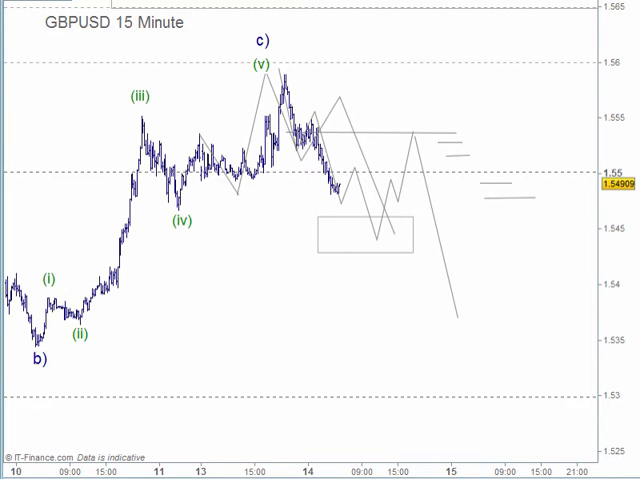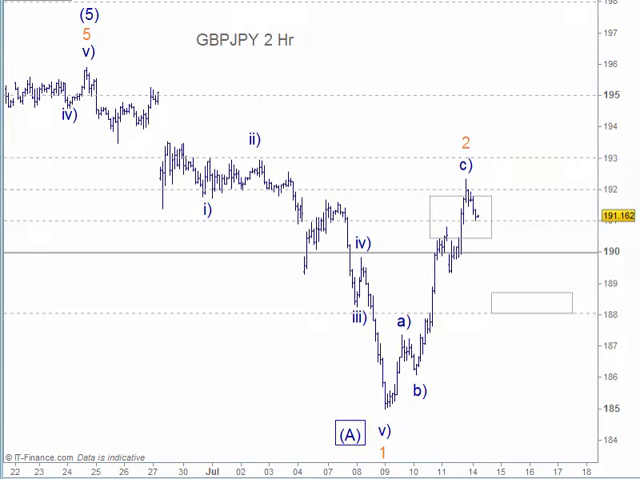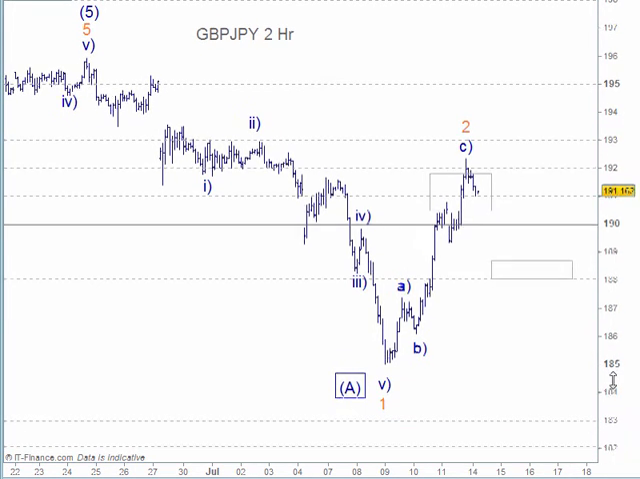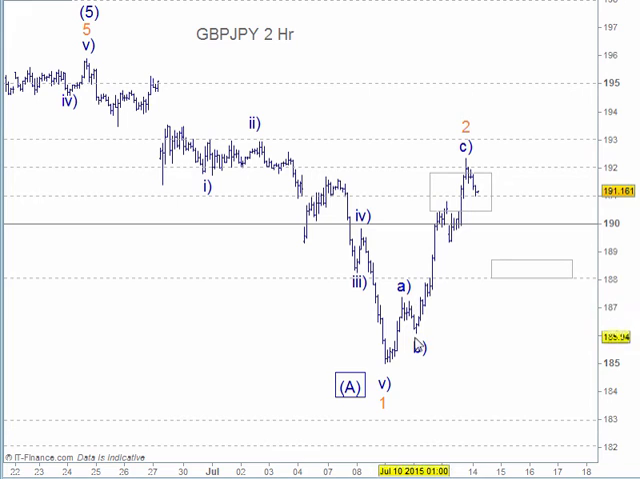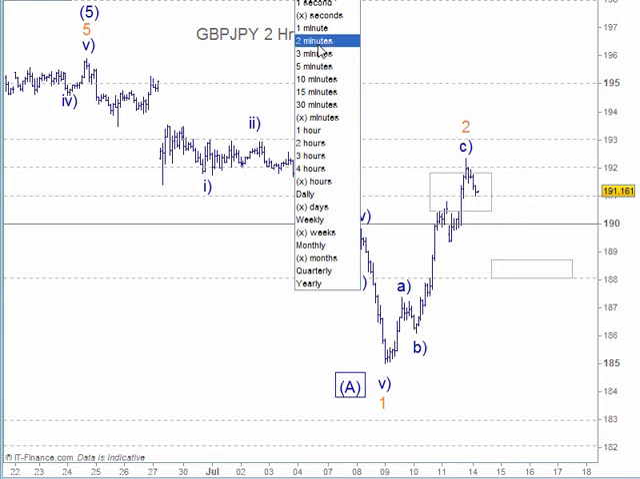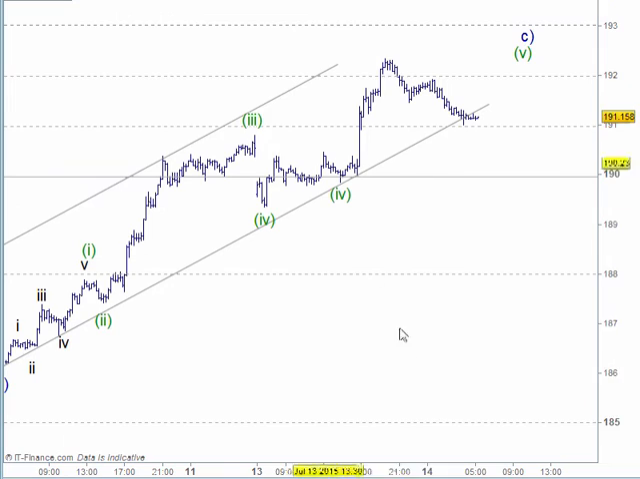The next market is the pound yen, and look, it's the same thing here as well. I've got this labeled as an A and a B and a C wave up here, and that's fine, but we do need to see the market work down lower from this point. Let's just see. I think there could be another little high here.